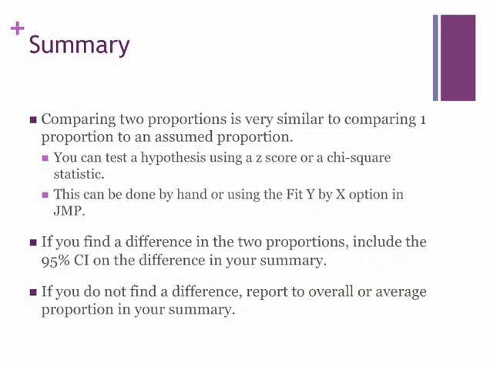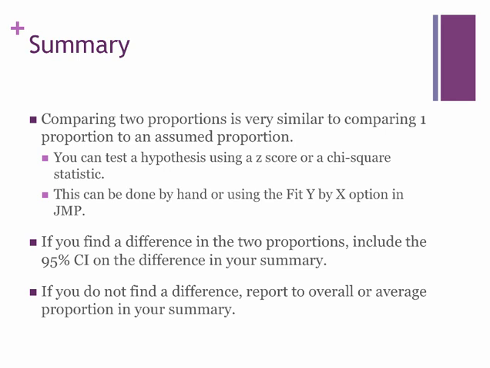So we've compared two proportions. It's very similar to comparing a single proportion to an assumed proportion. We can do it with a z-score or a chi-square. It can be done by hand, or what's mostly recommended, do it by software, because then you're assured that you've done it correctly, you don't have any math errors, and you don't have to worry about rounding off. Remember, if you find a difference in the two proportions, include the 95% confidence interval on the difference in your summary. If you do not find a difference, report the overall or average proportion in your summary as well.